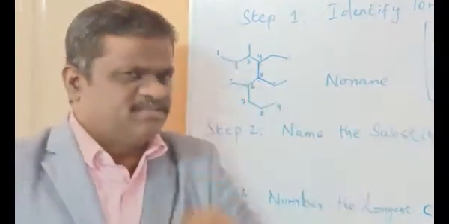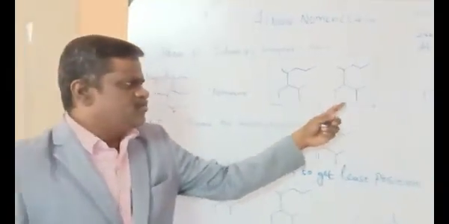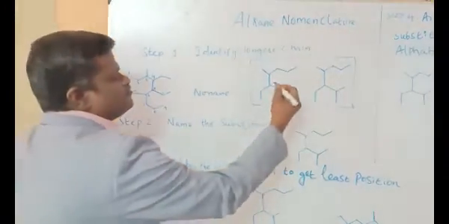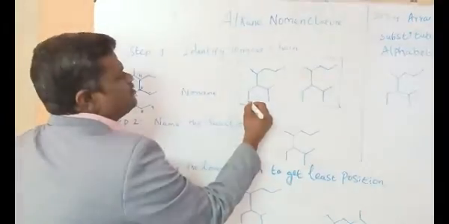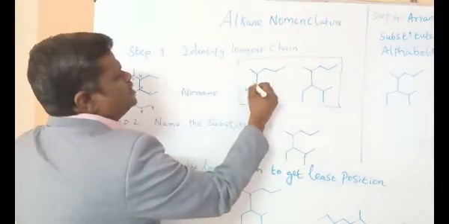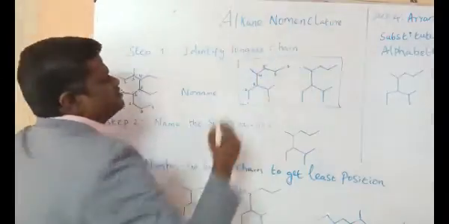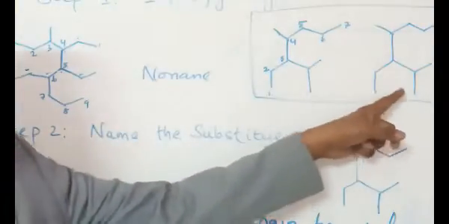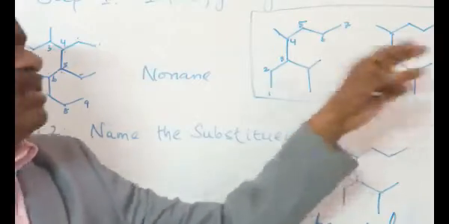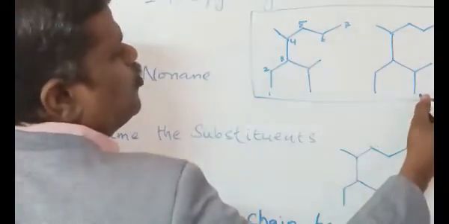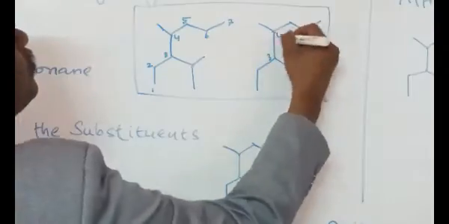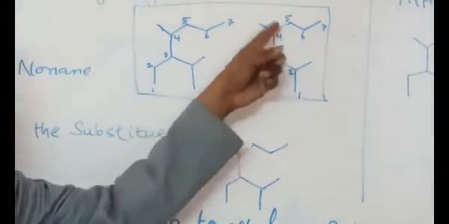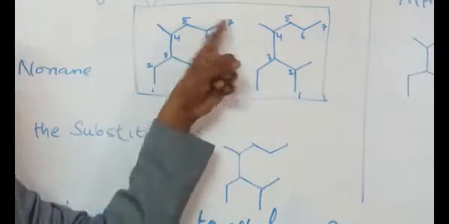Let me take some other example. Now, both are the same compound. I drew it here. Let me give the number like this: 1, 2, 3, 4, 5, 6, 7. The same compound I am going to number in the other way: 1, 2, 3, 4, 5, 6, 7. Observe very closely. In both cases, we are getting the longest chain as 7.